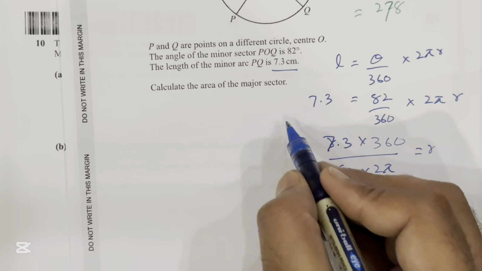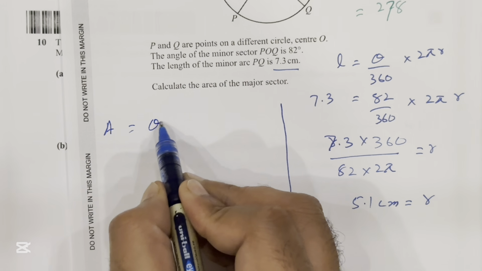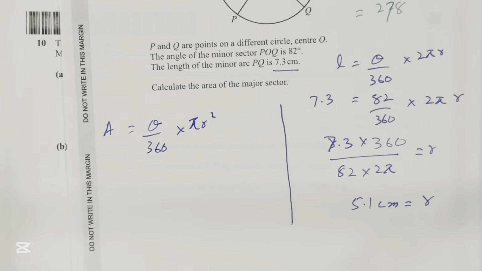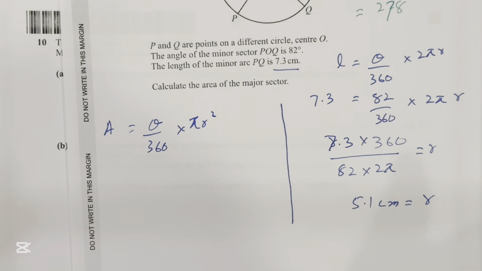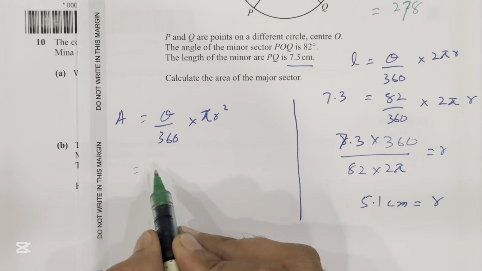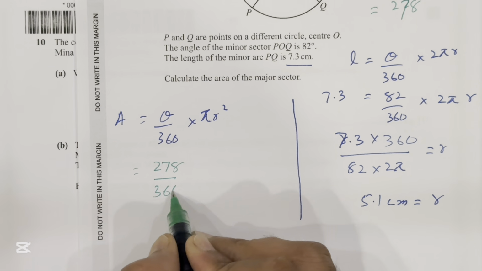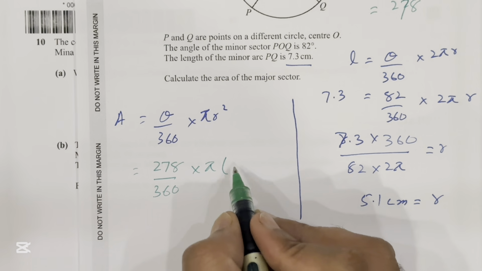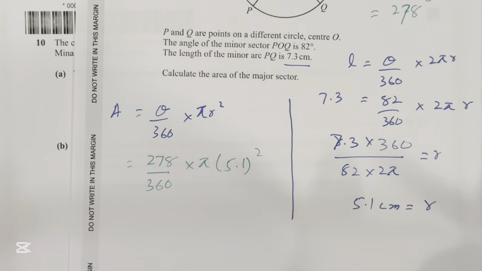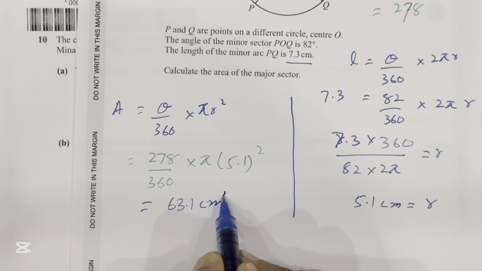You know the formula for the area of the major sector is A is equal to theta over 360 multiplied by pi r square. You have just calculated theta for the major sector, that is 278. You can see how you get it by subtracting it from the 360. It will be 278 divided by 360 pi, and you just calculated the value of r, that is equal to 5.1 square. Solving this, you get the area of the major sector, that is equal to 63.1 centimeter square.